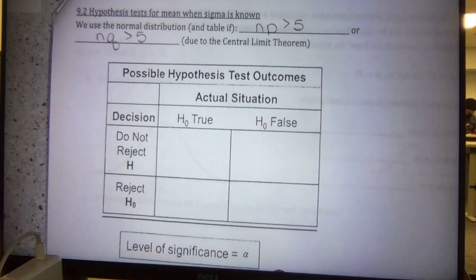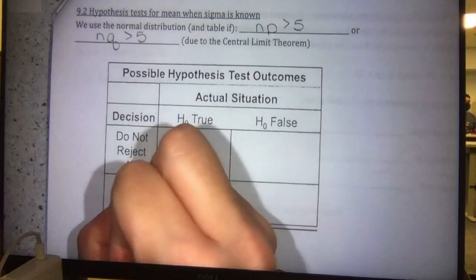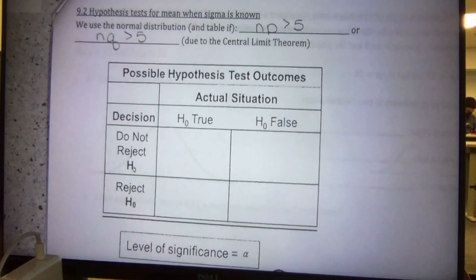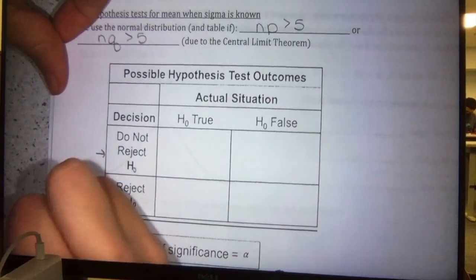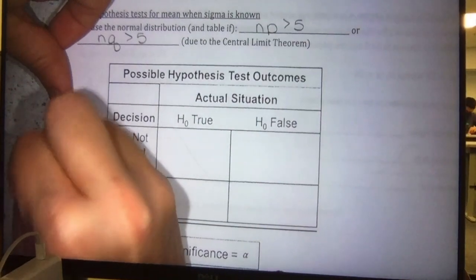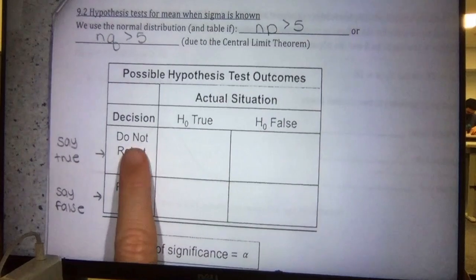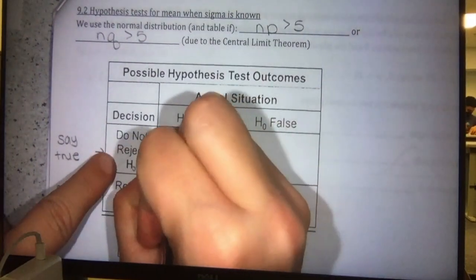So our possible hypothesis test outcomes. The actual situation, our decision says that we did not reject the null. I forgot the little 0 here. So we did not reject it, so we said that it's true. The wording is super weird. I wish I had said true or false, but rejected means we're going to say it's false, or we are going to not reject it, which means we're going to say that it's true. It's just the wording that statistics uses. So if our null hypothesis is true, and we say it's true, we do not reject it, we're good. Correct decision made. No error.